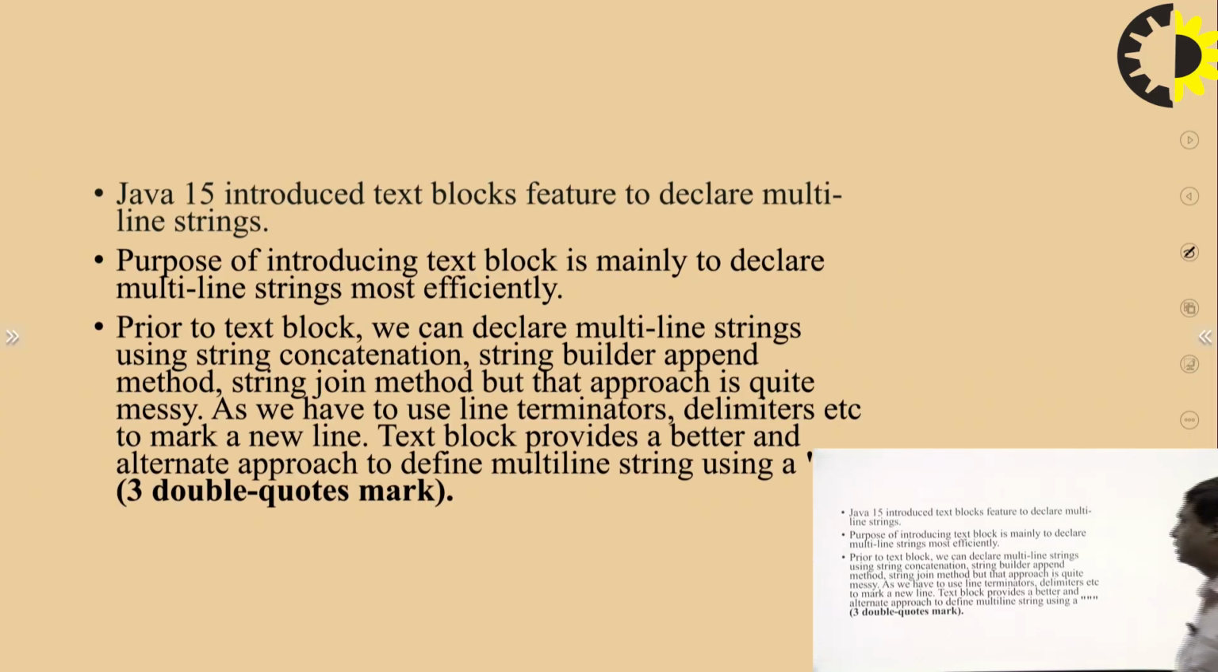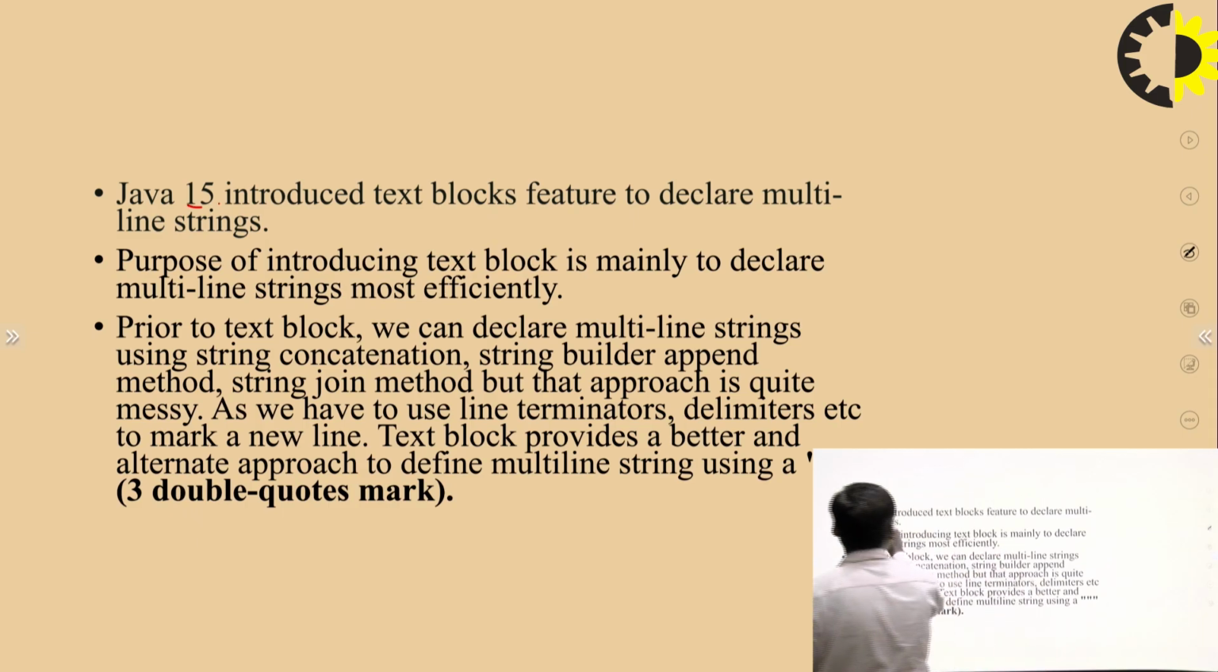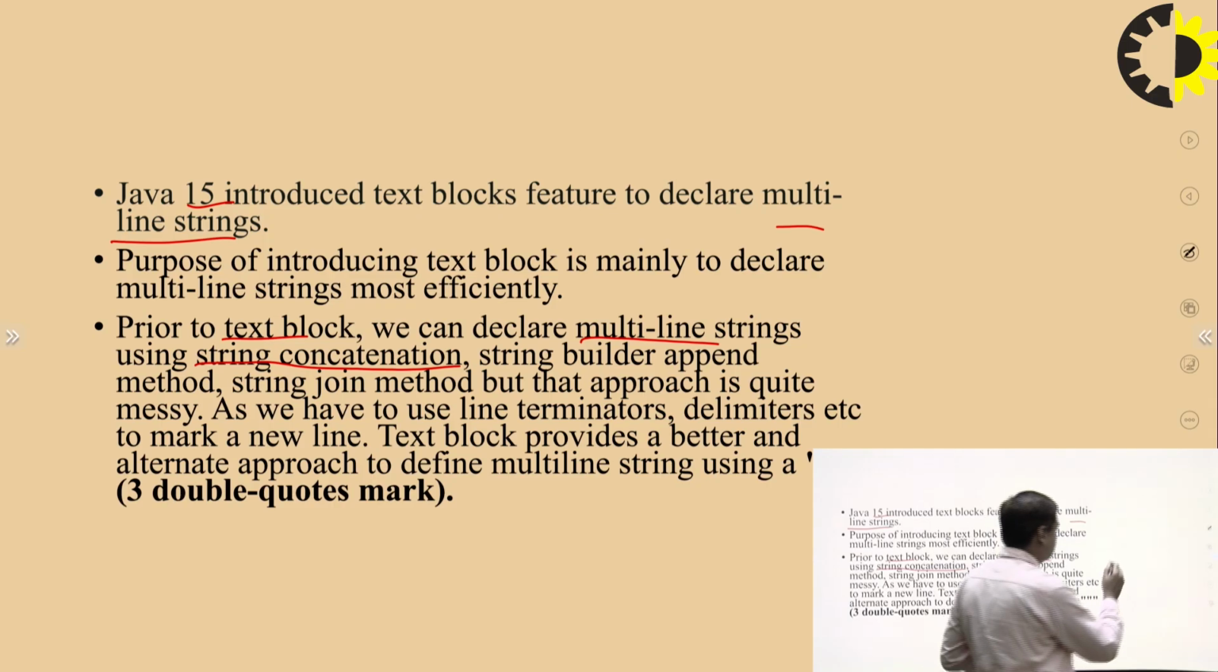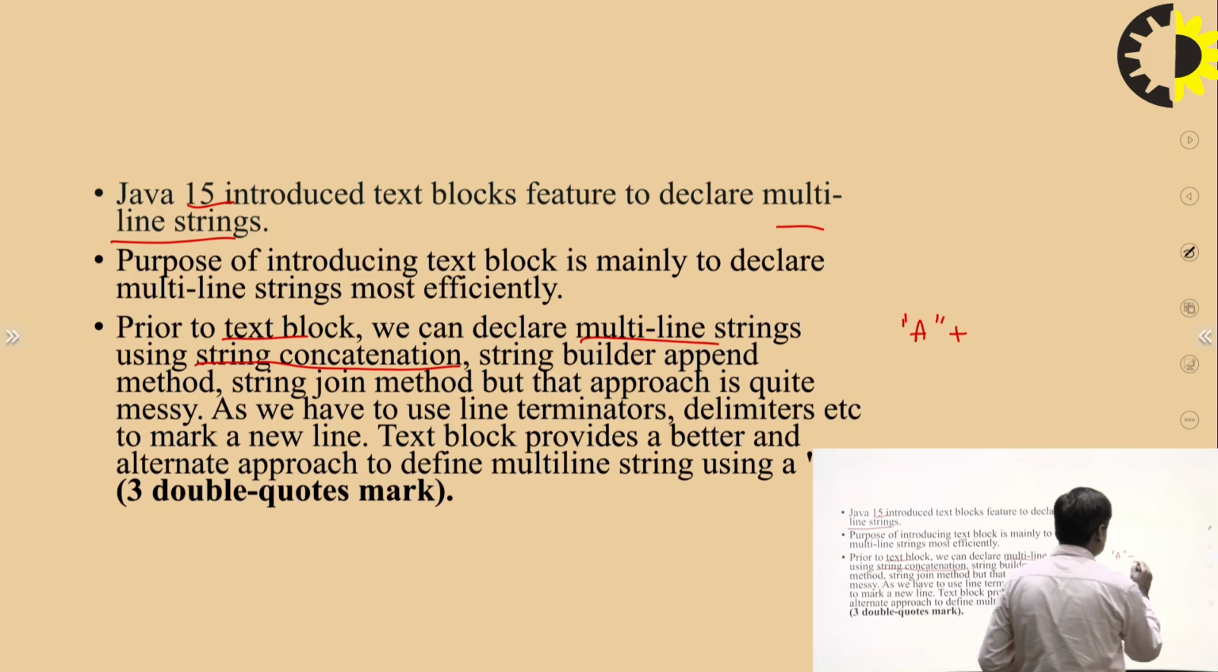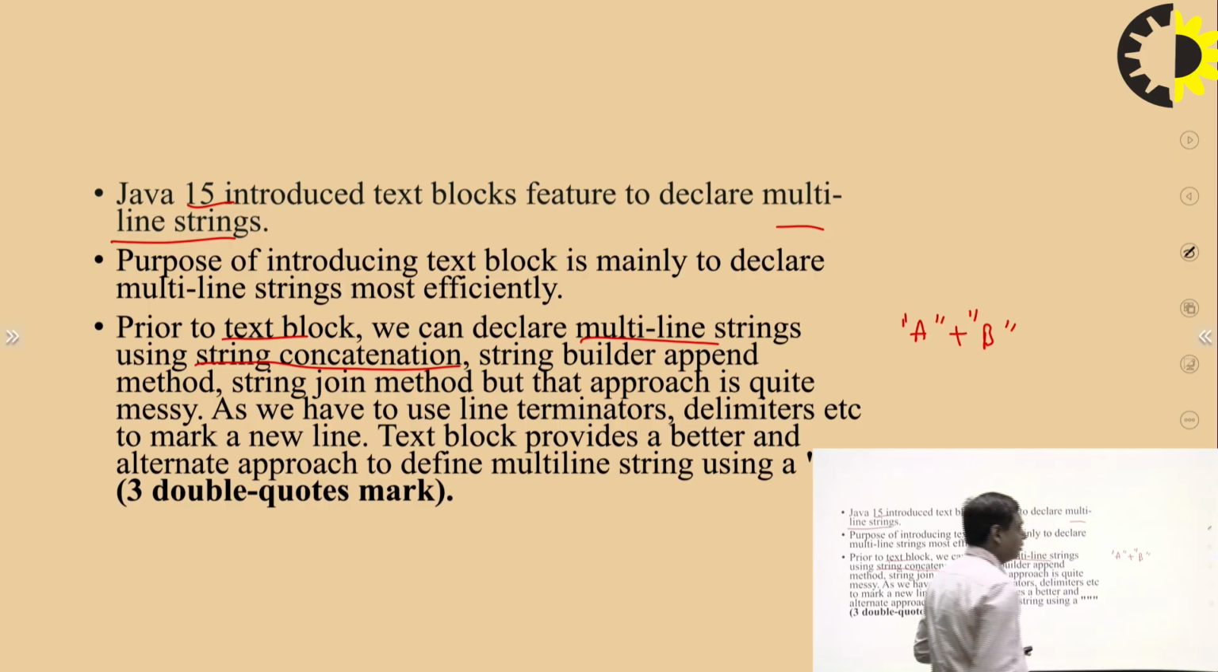So, text block was introduced in Java 15 and is declared as a multi-line string. With the help of text block you can define multi-line strings. Prior to the text blocks, we could declare multi-line strings using string concatenation, like A, then B. Instead of this concatenation, we can use text blocks.